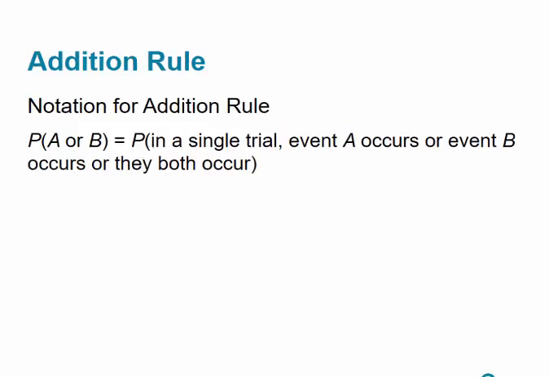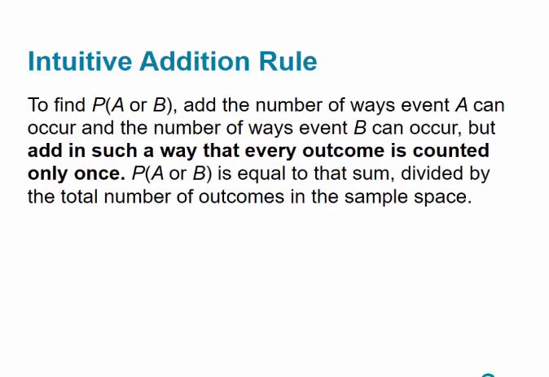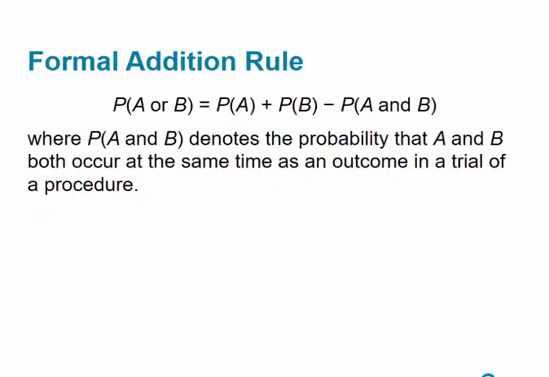So the notation for the addition rule is that the probability of A or B is the probability of a single event trial. Event A occurs or event B occurs, or they both occur. Now, to find the probability of A or B, we're going to add the number of ways event A can occur and the number of ways that event B can occur, but add in such a way that every outcome is counted only once. Now, the probability of A or B is equal to the sum divided by the total number of outcomes in the sample space.